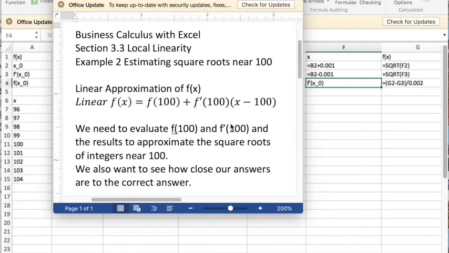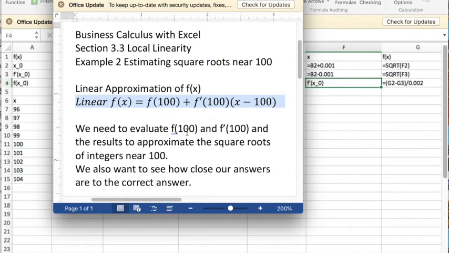This morning we're going to look at Section 3.3 Local Linearity, Example 2, Estimating the Square Roots of Integers Near 100. We're going to use a linear approximation of f, and the basic formula for a linear approximation is you evaluate f at a point and then evaluate the derivative at that point and use that as the slope of the line. So we're going to approximate with the tangent line.